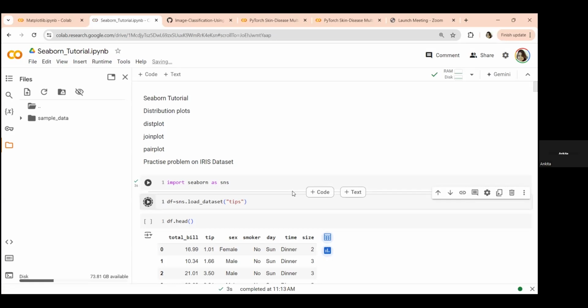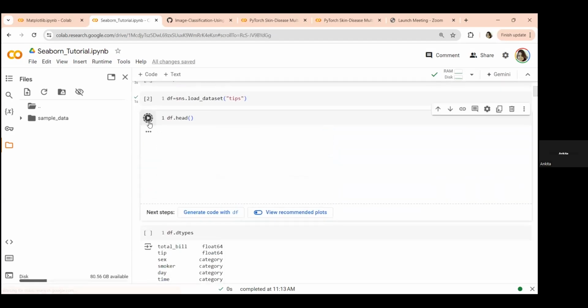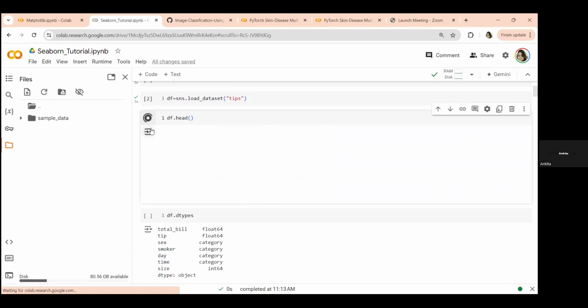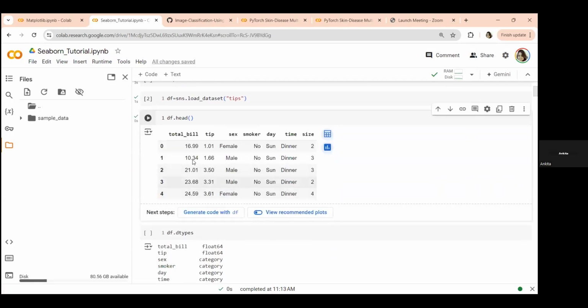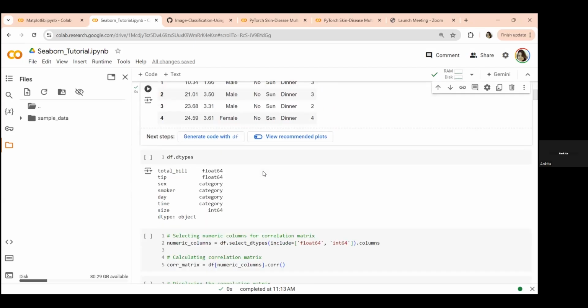So here this is our data frame. We are loading our data using the Seaborn library, for which we have to use sns.load_dataset. Here we are loading our dataset, which is our data frame. We have the columns total_bill, tip, sex, smoker, day, time, and size. These are our features.